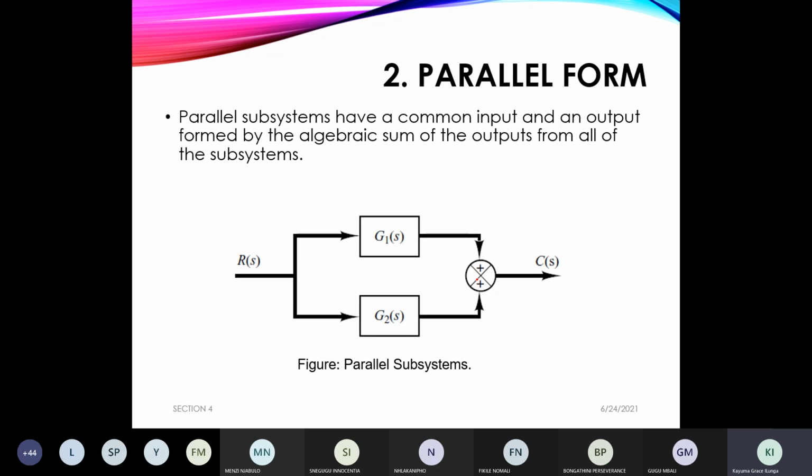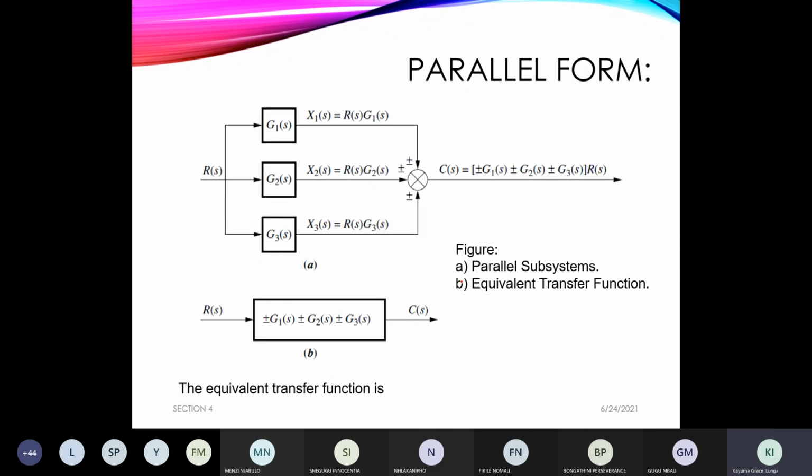When two block diagrams are in parallel, what you need to do is just to do the sum. You do G1 of S plus G2 of S. That's all. That's going to be your equivalent block diagram. As you can see here, we have what we call the takeoff points. We have one signal going in to G1, G2, and G3. And those signals are giving us our output signal.